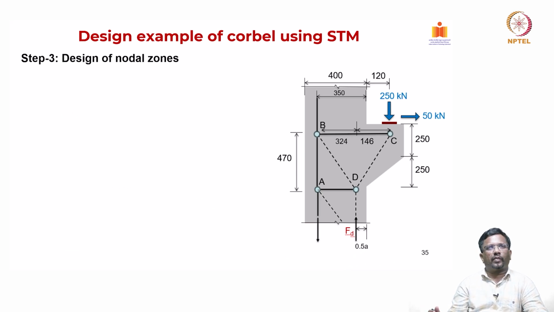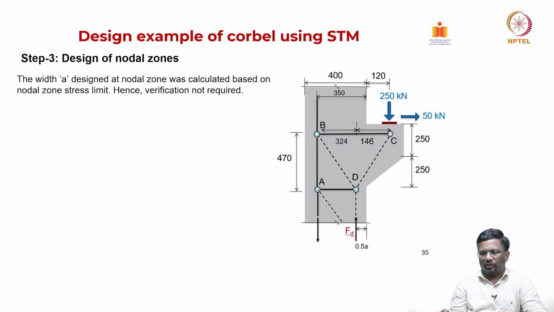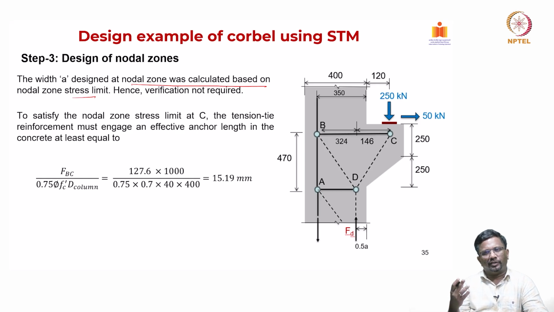Right. Now that we found out the amount of tension tie reinforcement, let us look at the design of nodal zones. Okay, what are the nodal zones? For example, the width A that is designed at a nodal zone was calculated based on the nodal zone stress limit. It's because the width itself that we found was from the stress limit requirement. So, the verification is not really required. The dimension of A itself was found out using the stress limit.